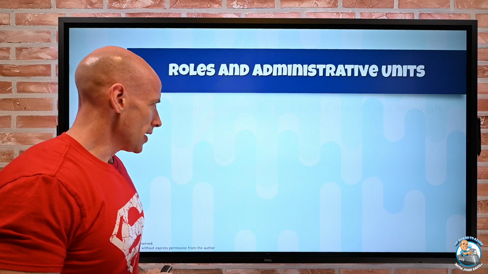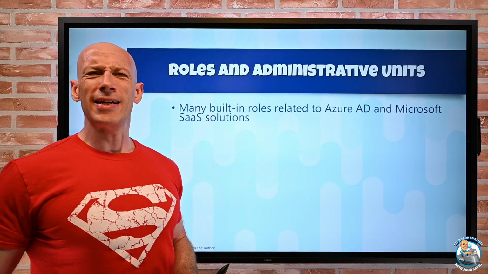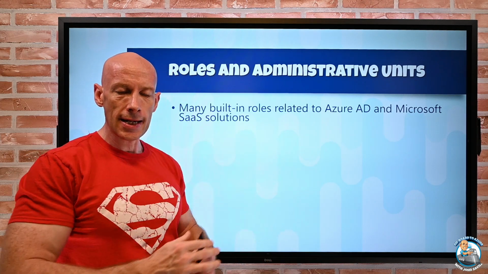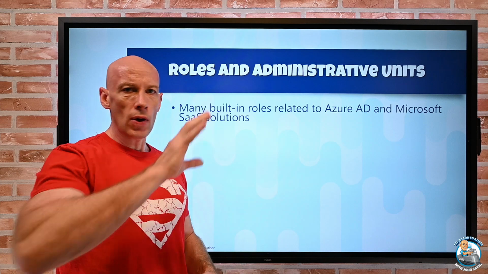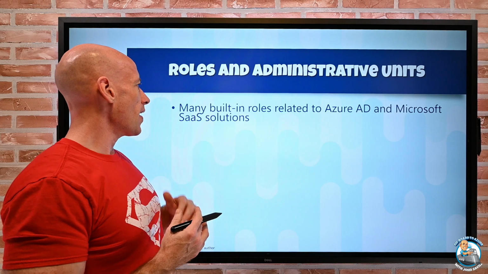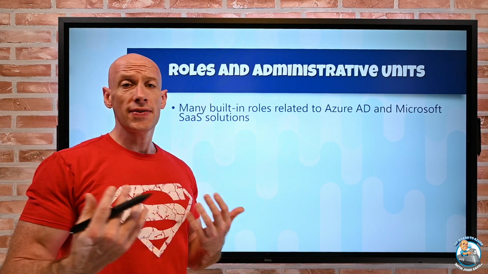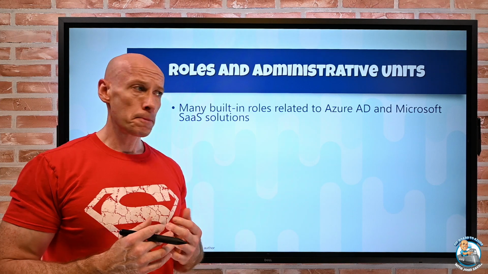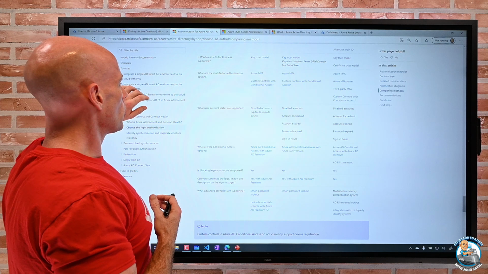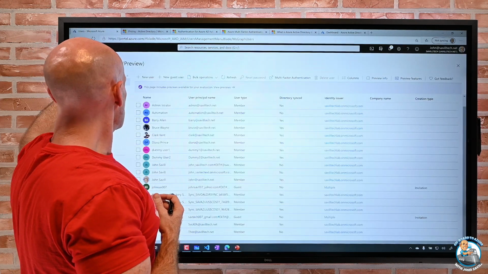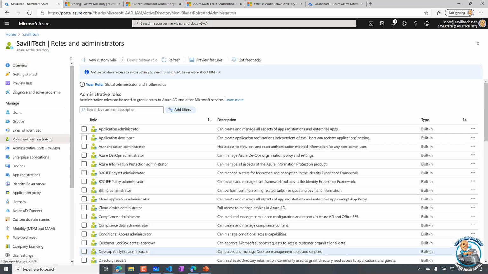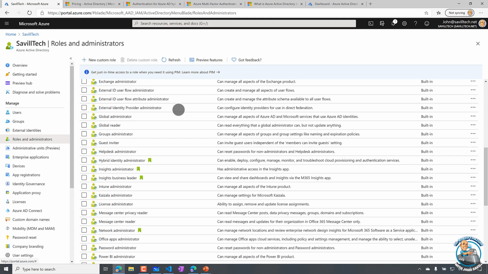So roles and administrative units. We've stood up our Azure AD. We've done a custom name. We've done Azure AD Connect. We've got that all up and running. Our objects are there. There are many, many built-in roles for both Azure AD and the Microsoft SaaS solutions like Office 365 and Dynamics. They're just built into Azure Active Directory. If I jump over to my Azure AD, I can see roles and administrators, and there's a whole bunch of different roles.